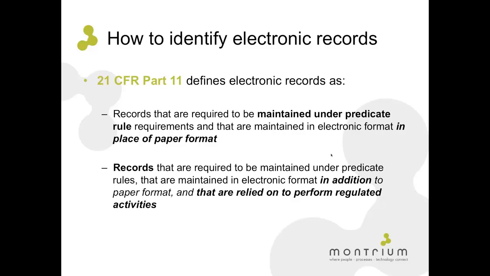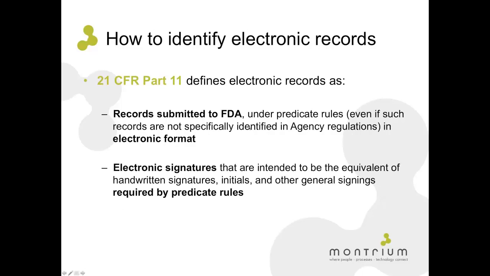The third type is anything that's submitted to FDA under predicate rules. So for example, if you were putting together an eCTD sequence with various different documents for a clinical trial and submitting that to FDA, then those documents as well as the submission would be considered an electronic record and would need to be maintained as such. And then finally, electronic signatures that are executed on electronic records are also considered electronic records in their own right.